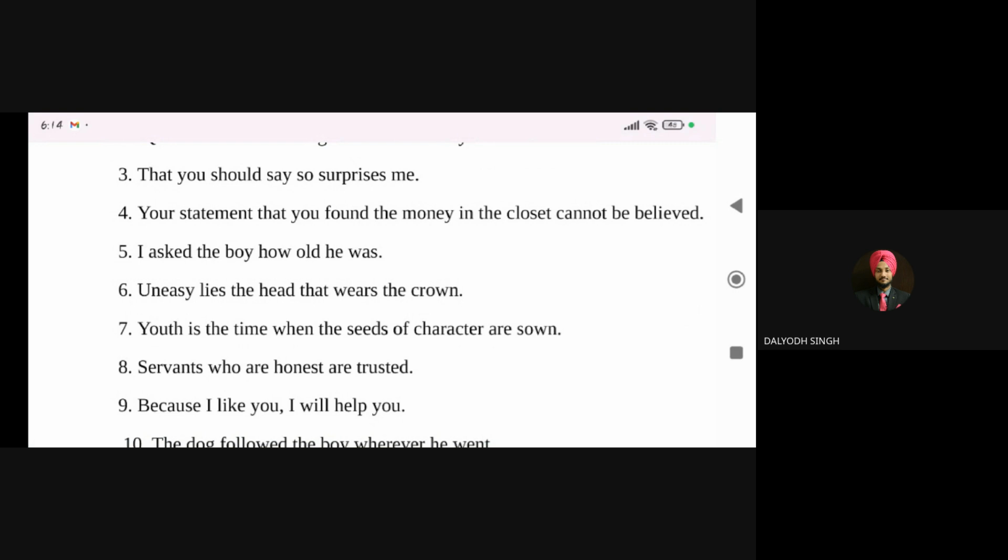Old is an adjective. No, don't look at just the words. We are analyzing clausal structures. Just don't pick out a word and say it's adjective. Your clause is how old he was. And we are supposed to analyze what that is doing in the sentence. I asked the boy how old he was.